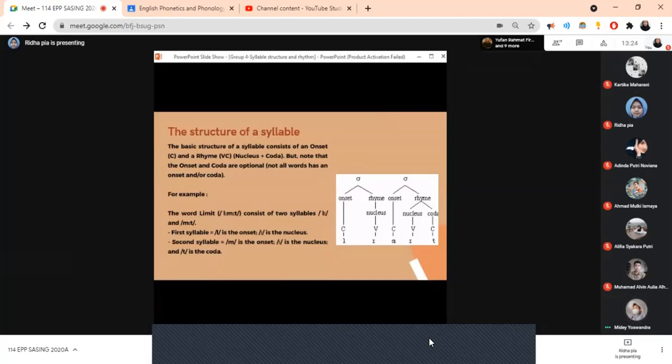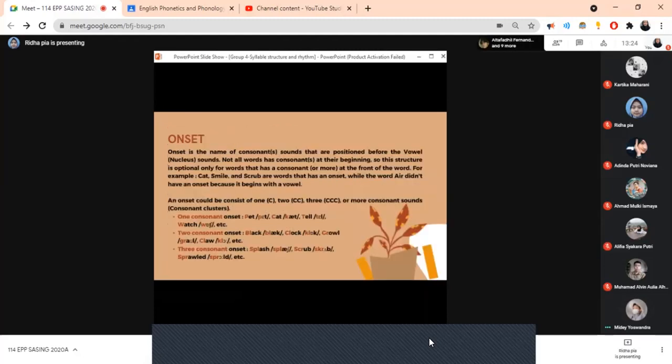In the first syllable, L is the onset and E is the nucleus. In the second syllable, M is the onset, I is the nucleus, and T is the coda. Here is the picture. Alright, onset. Onset is the name of consonant sounds that are positioned before the vowel sounds.